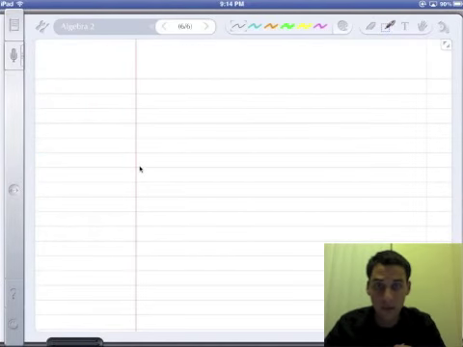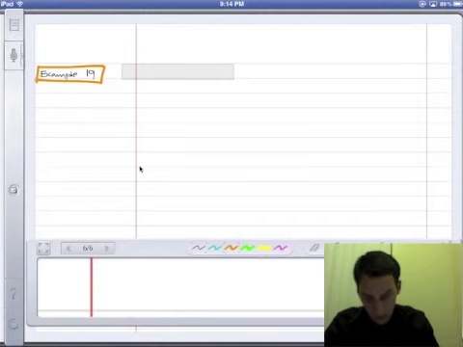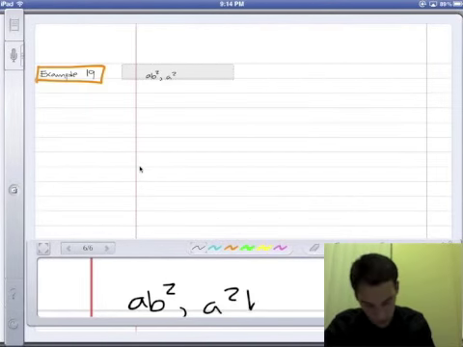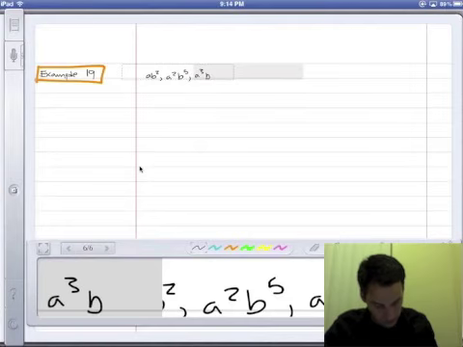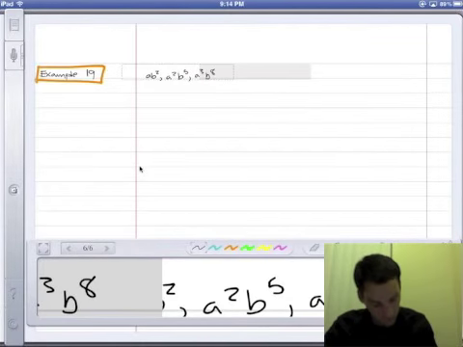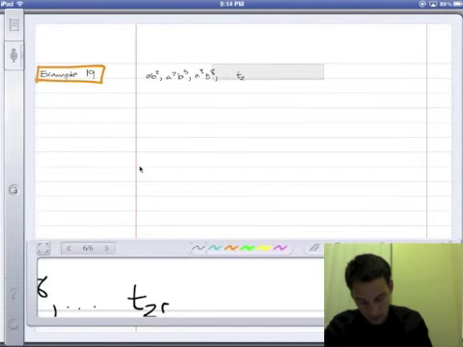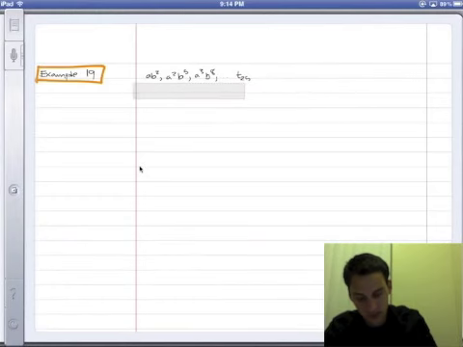This is example 19. Same instructions. Find the specified term of this sequence. A b squared, A squared b to the 5th, A cubed b to the 8th. And find the 25th term. So this is different than before.